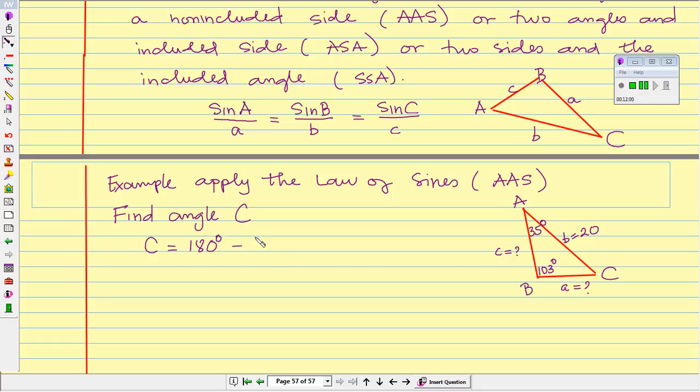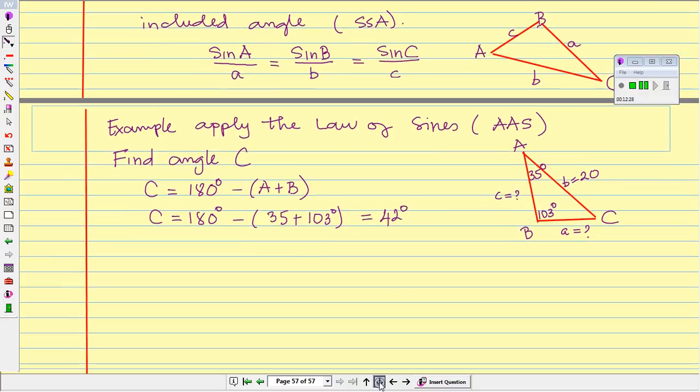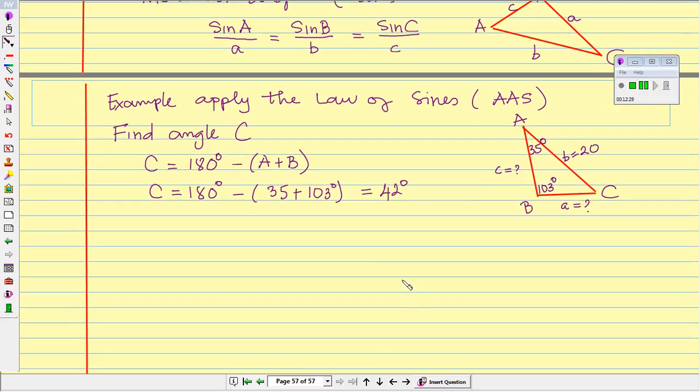Since we know that the sum of the three angles is 180 degrees, and we know angle A and angle B, we take 180 minus the sum of angle A and angle B. So angle C is 180 minus angle A, which is 35, and angle B, which is 103 degrees. So therefore angle C will be 42 degrees. Now we found angle C.